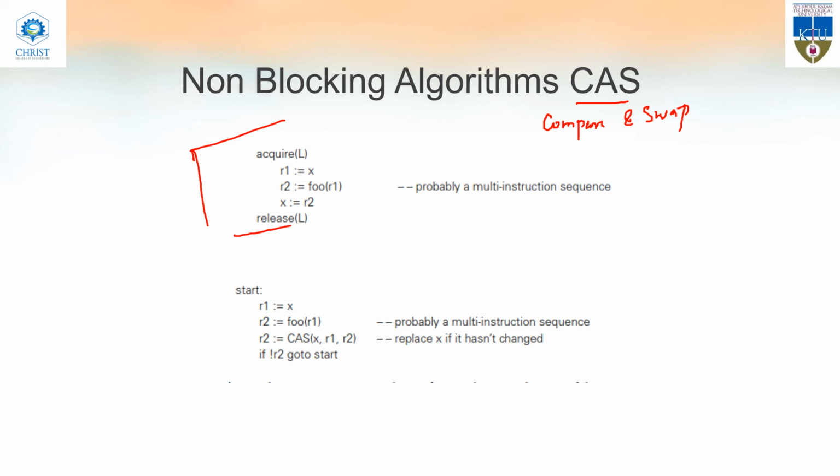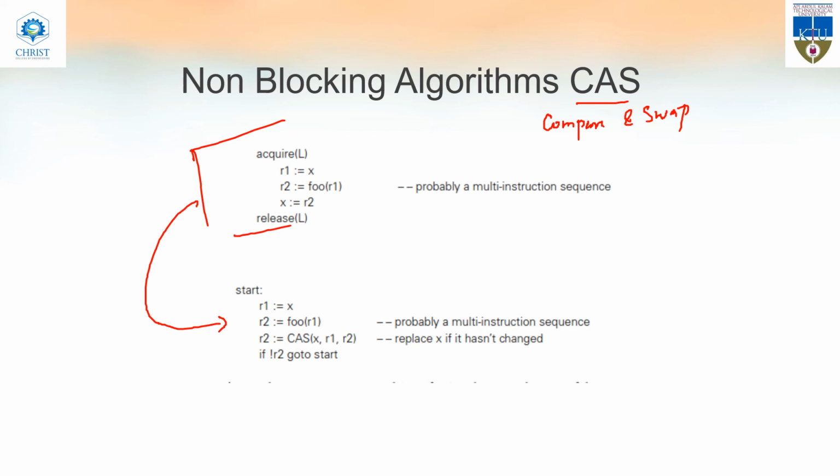In the last condition, it was just a variable for checking the condition to access the resource, but here x is a resource. Okay, so in CAS, compare and swap, what happens is r1 equals x. So there will be no lock. Here we can see that we are replacing the locking statement with this CAS statement. So there is no lock here.